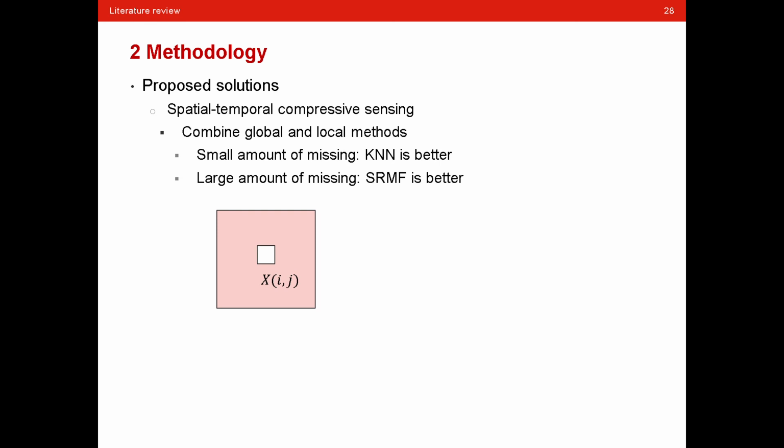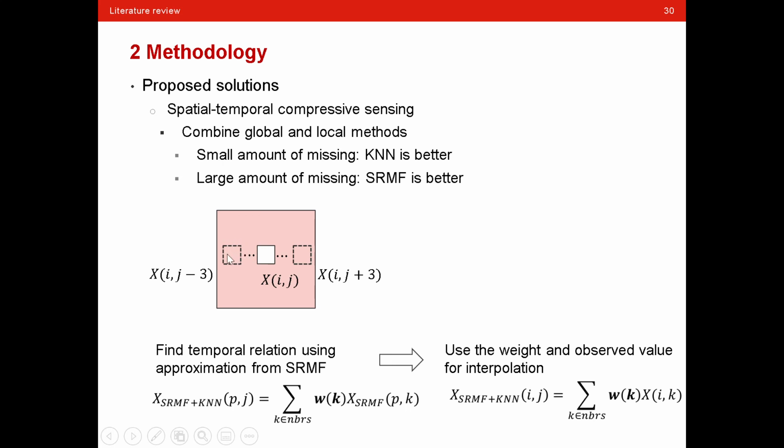And what they did is that for this matrix, if there are missing values before or after this time step, we will directly use the recovery result from SIMF. But if for this entry, the data before or after this data point is observed, then we will use KNN to help boost the recovery performance. What they did is that they find the temporal relation using the approximation from SIMF.